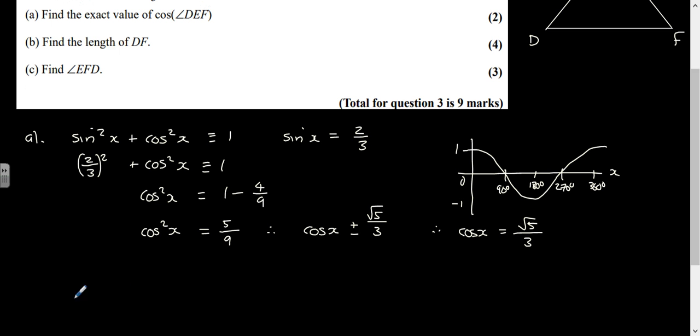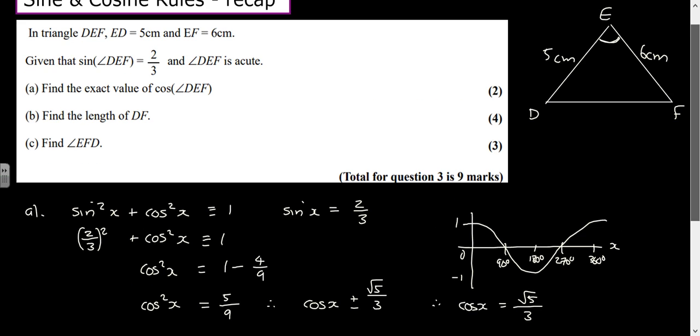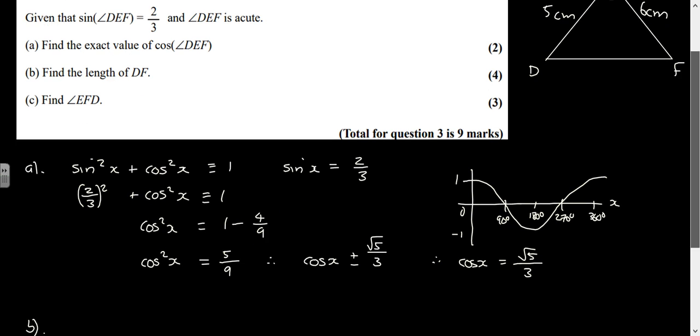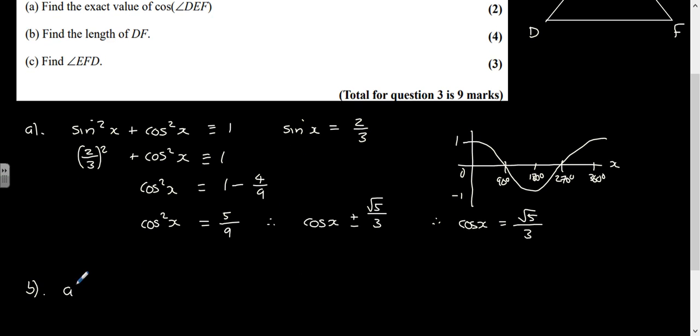So now we get into the question and we see why they wanted us to work that out. So we've got to find the length of DF. And that's it. Basically, it's a cosine rule question again. Because we've got two sides and the angle in between them. a squared equals b squared plus c squared minus 2bc cos A. That's the general cosine rule.